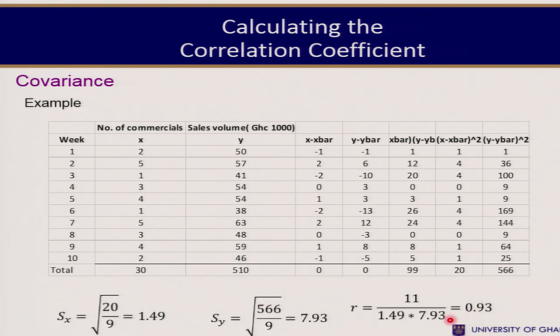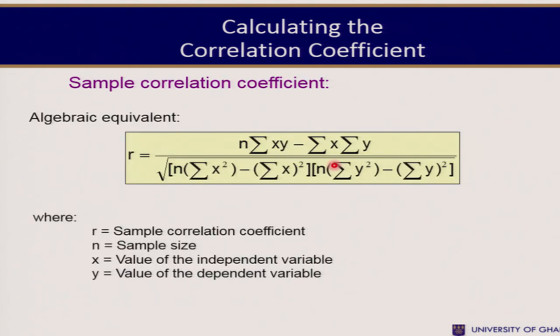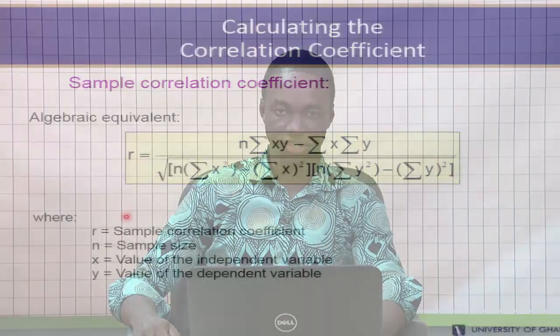In this, we can therefore conclude that there's a strong positive correlation between the number of commercials and then the sales volume. Thus, we believe that as you increase the number of commercials, that is the adverts that you make, your sales volume would also increase. These are also other computational formulas in calculating the correlation coefficient.